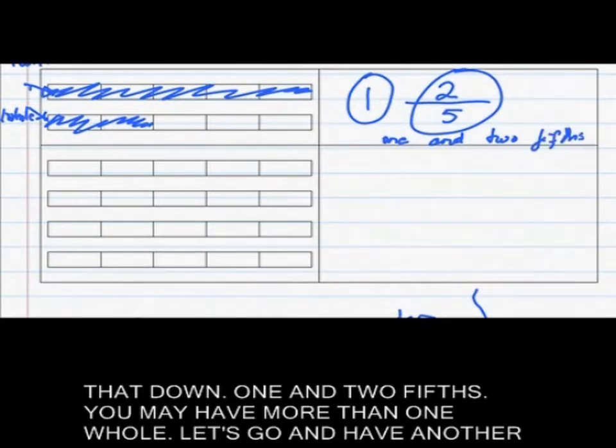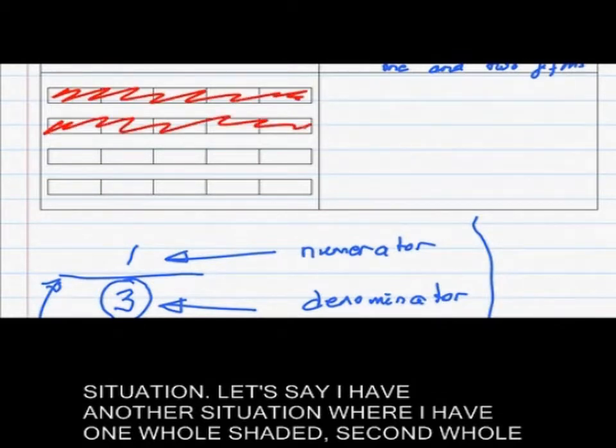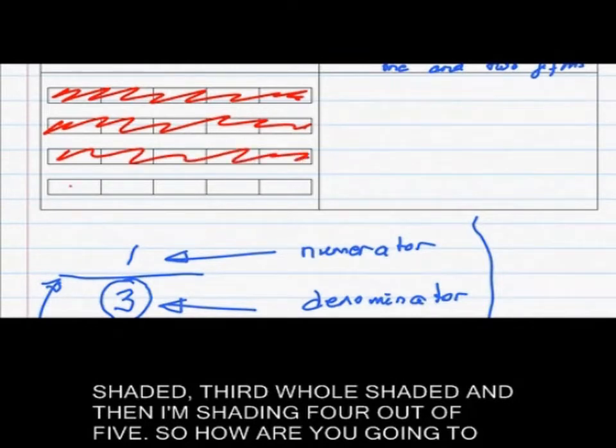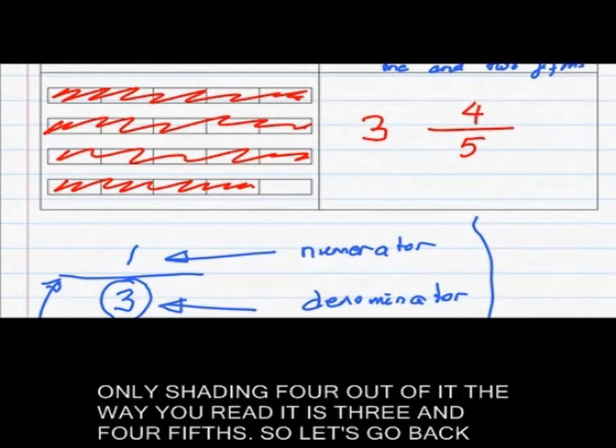You may have more than 1 whole. Let's have another situation where I have 1 whole shaded, second whole shaded, third whole shaded, and then I'm shading 4 out of 5. So how are you going to write that? I have 3 whole pieces and I have the last one divided into 5 pieces, but I'm only shading 4 out of it. The way you read it is 3 and 4/5.